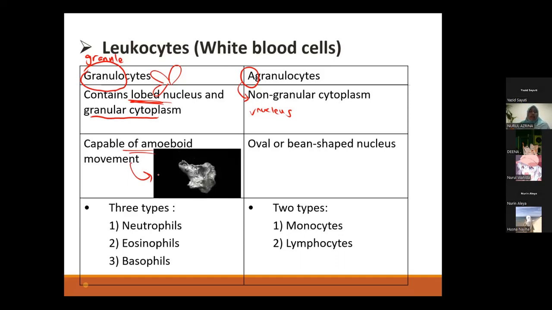So there are three types of granulocyte leukocyte: neutrophil, eosinophil, and also basophil. As for agranulocyte, they have a nucleus, but the nucleus is not lobed. They have an oval or bean-shaped nucleus, and they are divided into two types, monocyte and also lymphocyte.